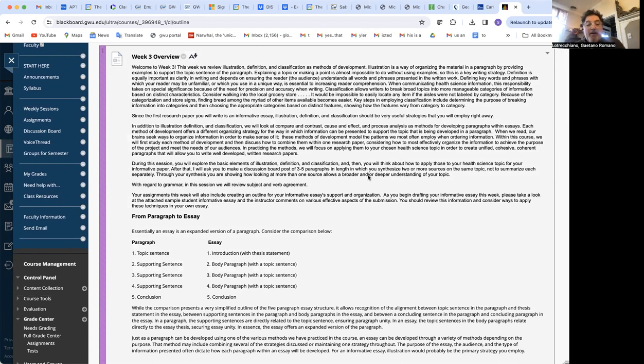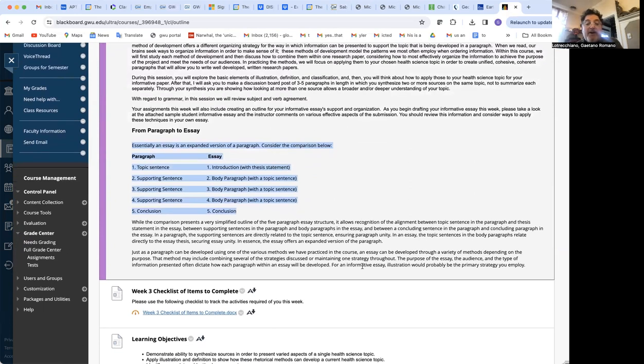So there's some tips here down in the Blackboard that give you an outline to follow when it comes to developing paragraphs that ultimately are going to be part of your essay. You'll have a chance this week to do some of this work because you'll be working on your article summary, and you can apply some of these tips to that writing assignment that's due this week.